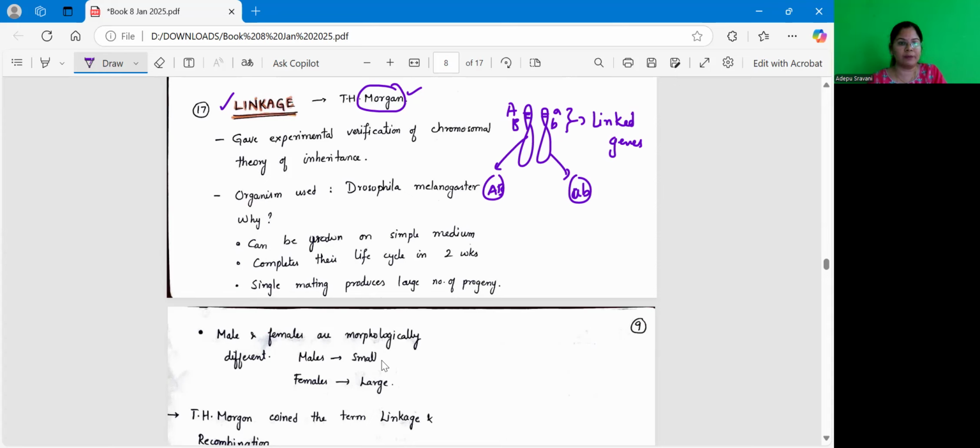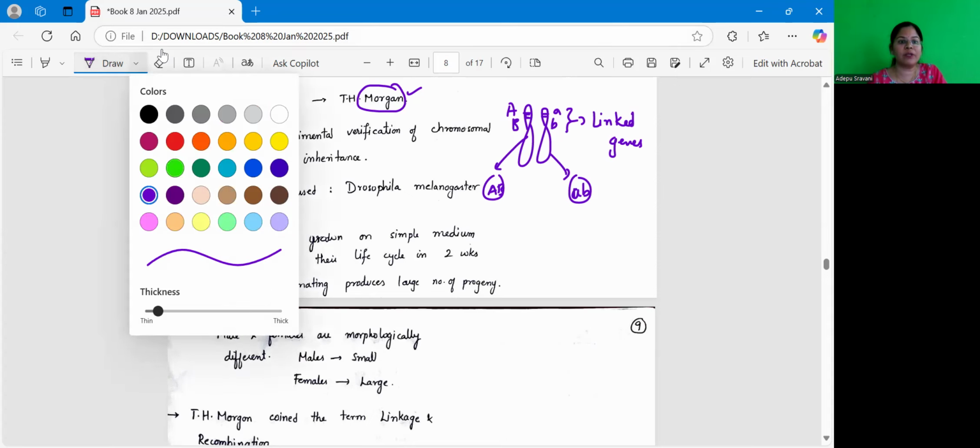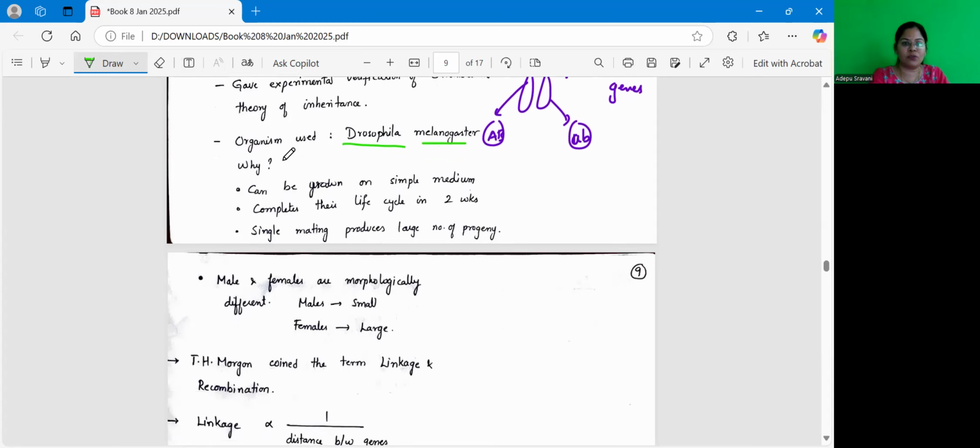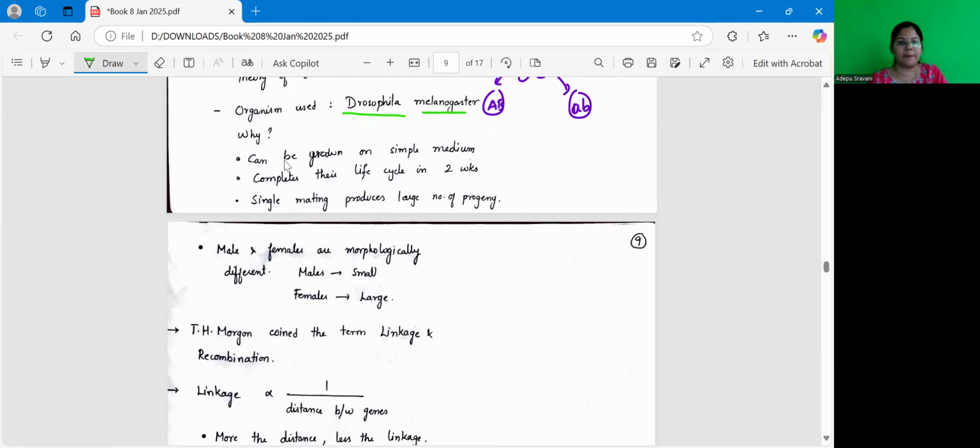This was observed by Morgan. Now, which organism did Morgan use? Drosophila melanogaster, otherwise called the fruit fly. All right. Now, why Drosophila melanogaster? Just like Pisum sativum we have discussed, here also we have to discuss a few advantages of using Drosophila melanogaster.